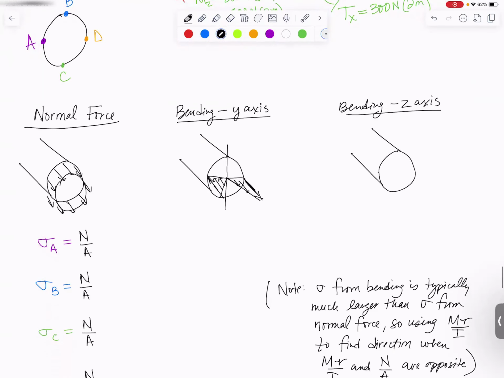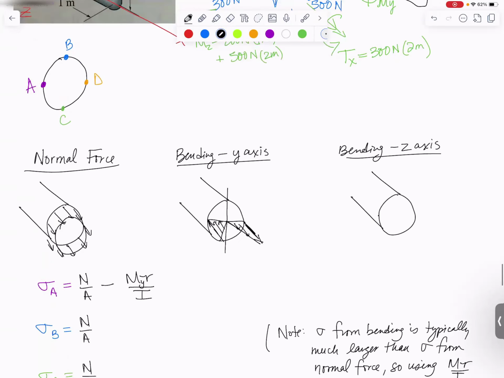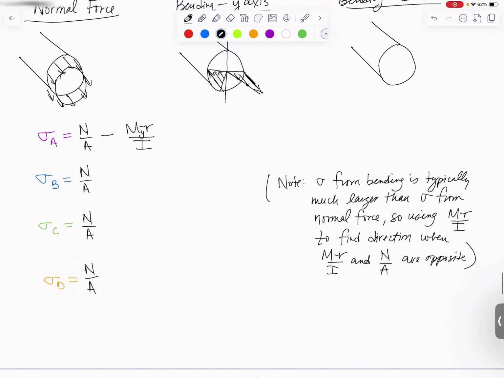At point A, over here, we're in compression. So I'd want to put a minus M. And now I need the distance from my axis to the point, which in this case is actually the radius, over the moment of inertia of the shape. And which moment am I putting in here? This is the moment about the y-axis, because we're bending about the y-axis. Now what about point D? At point D, I would want to add, same thing, moment about the y-axis times r over I.